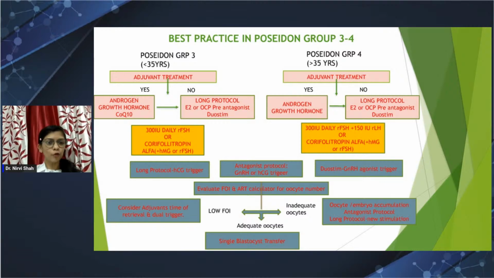If there is a low FOI, then we have to recheck whether the trigger was okay, whether the timing of the trigger was okay. We should have considered a dual trigger, a double trigger, and we should also reconsider a new protocol with adjuvants and even a duostim probably.